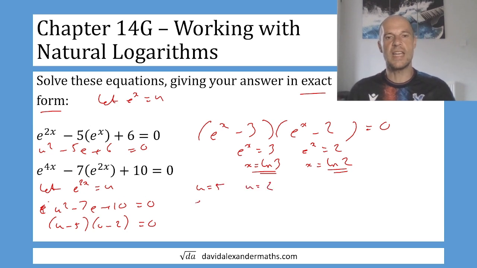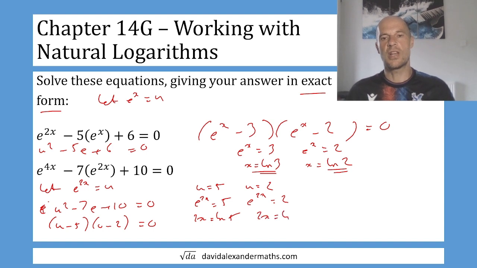And we know that e to the 2x is 5 and e to the 2x is 2. So 2x is ln 5, 2x is also ln 2. So x is 1/2 ln 5 or ln 5 over 2, and x is 1/2 ln 2 or ln 2 over 2. It's not ln of 2.5 or the ln of 1, by the way. So there are two solutions, 1/2 ln 5 and 1/2 ln 2.